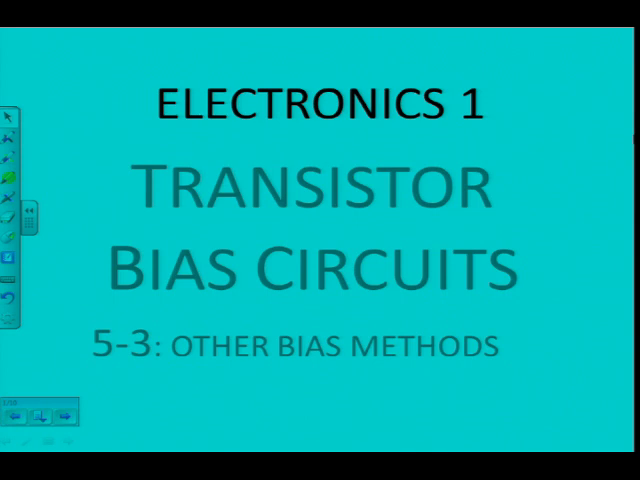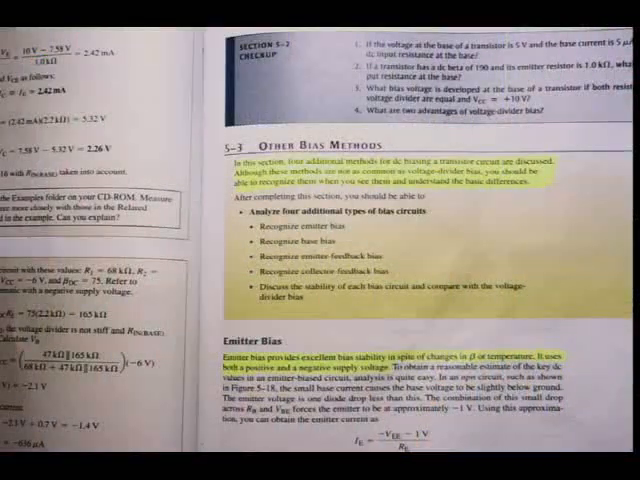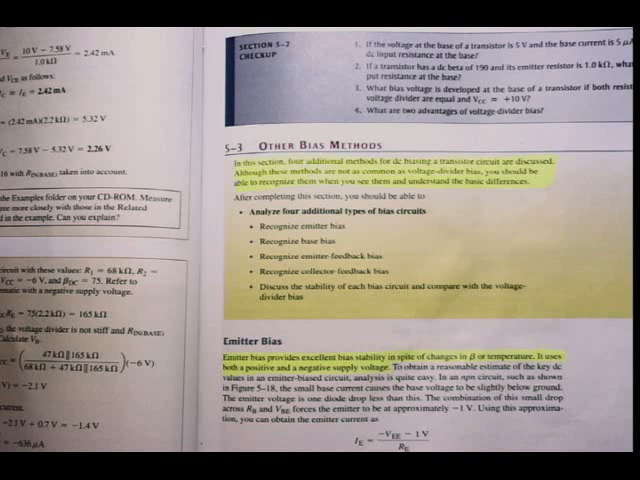Okay, we're going to carry on with the chapter on transistor bias circuits. We're going to look at some other bias methods. The first one that we're going to look at, if we refer to our textbooks again, is the emitter bias there at the bottom of page 229. You can underline: emitter bias provides excellent bias stability in spite of changes in beta or temperature. It uses both a positive and a negative supply voltage.